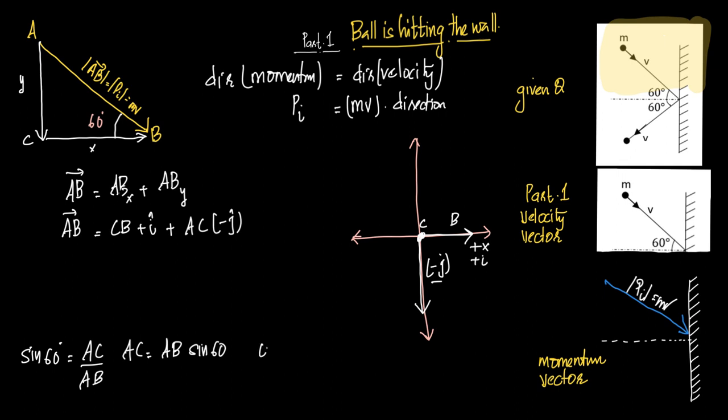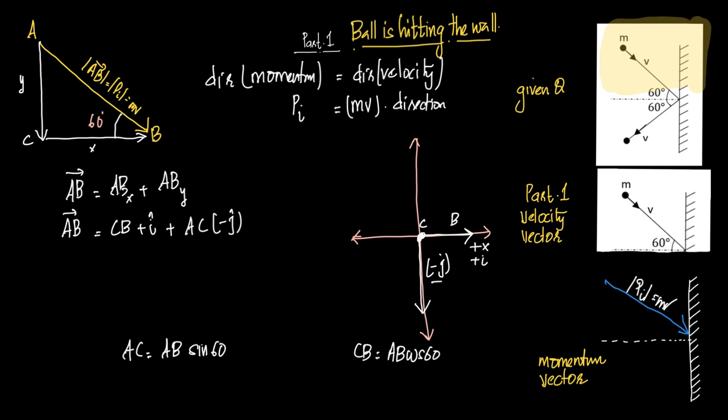Similarly, tell me what is cos 60? So cos 60 from the figure, this is 60. Cos 60 is adjacent by hypotenuse. Adjacent is CB, hypotenuse is AB. So we can write cos 60 as CB upon AB, and therefore CB can be written as AB cos 60. Now I'm going to erase certain things to make the board look less cluttered. So CB is equal to AB cos 60, right?